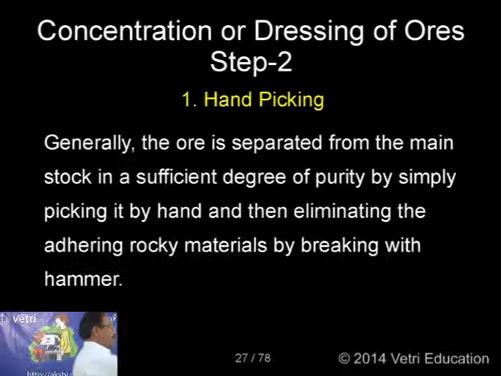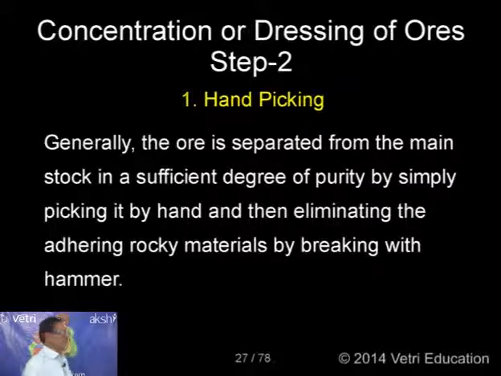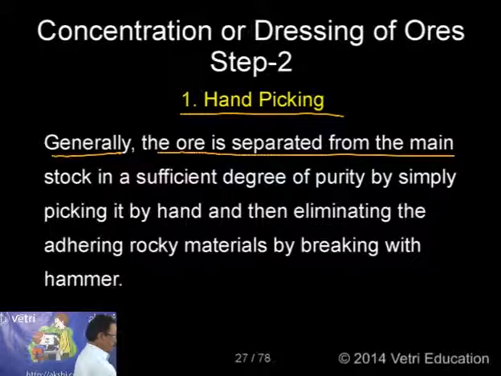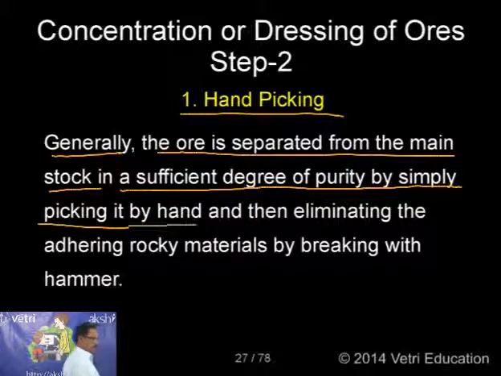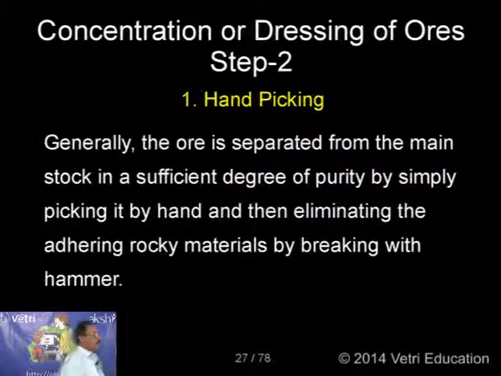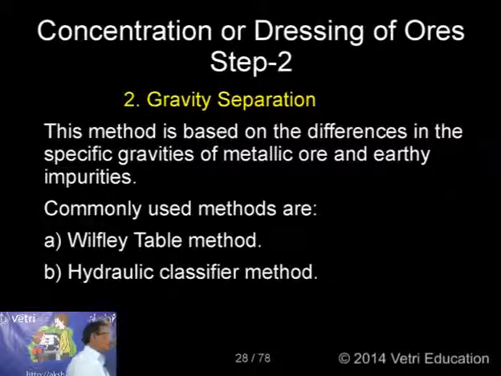First, hand picking. Very simple one, no further explanation required. Let me read simply. Generally, the ore is separated from the main stock in a sufficient degree of purity by simply picking it by hand. More workers are normally employed for this purpose, and they remove it separately after making the powder form. And then the adhering rocky material is eliminated by breaking with a hammer. This is a common method available. Hand picking. Okay. Number 2.